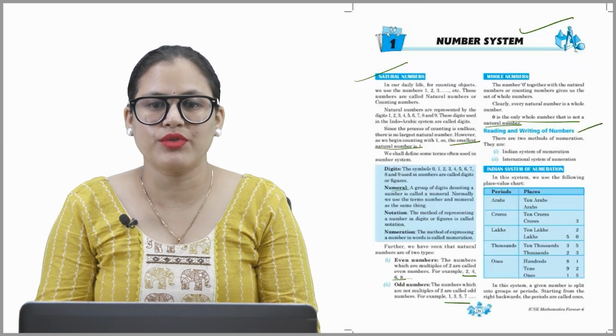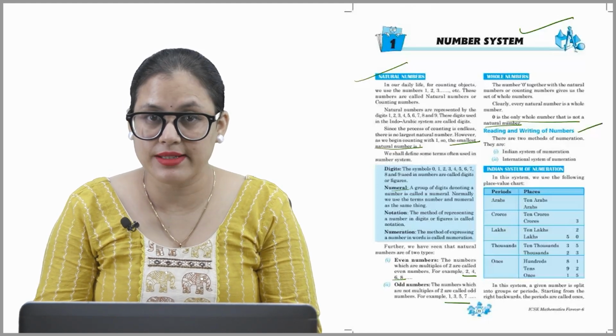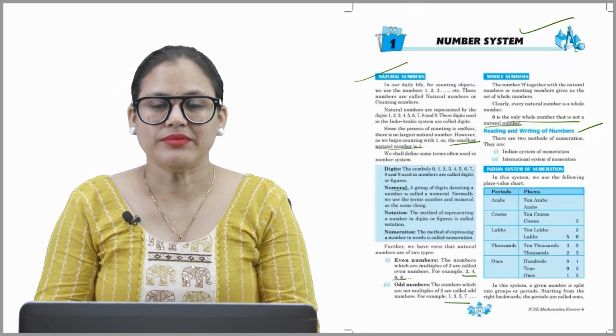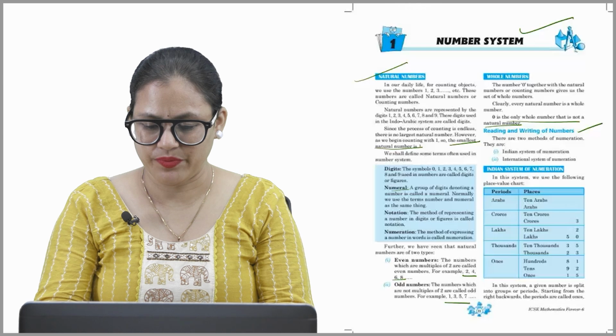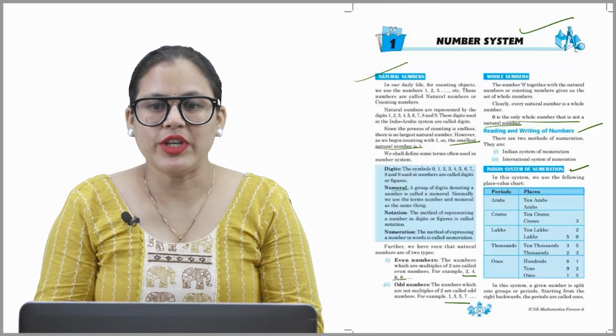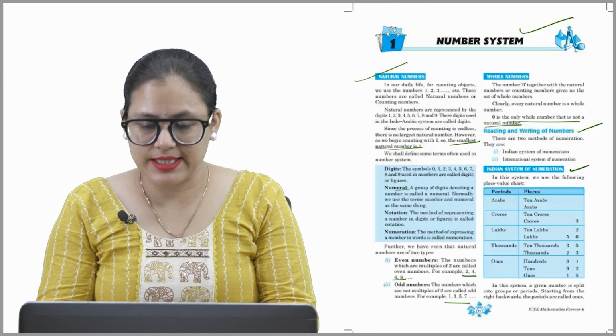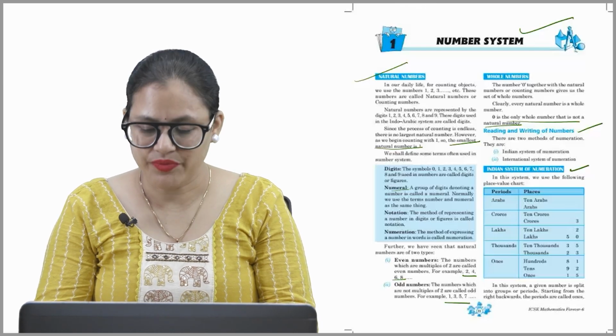Okay. Now, reading and writing of numbers. There are two methods of numeration. They are number 1, Indian system of numeration, and number 2, international system of numeration. Indian system of numeration. In this system, we use the following place value chart. Okay, see, this is the Indian system.